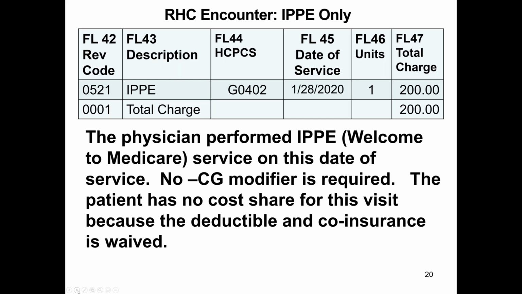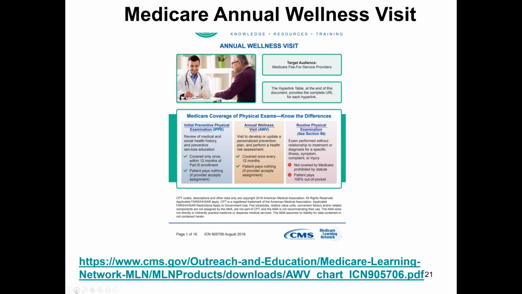If you put a CG on there, it will pay. That's what most people tell me. Our data service here is $128.20. We charge $200 for that. So that's how that's going to show up on the UB04 form.